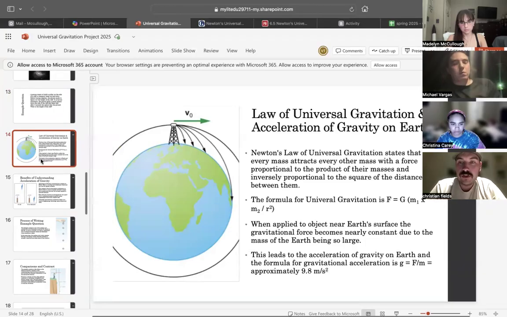4.1 Law of universal gravitation and acceleration of gravity on Earth. Newton's law of universal gravitation states that every mass attracts every other mass with a force proportional to the product of their masses and inversely proportional to the square of the distance between them. When applying the law to Earth's surface, we find a constant value for the gravitational force due to the mass of the Earth being so large. Taking the formula for universal gravitation, we find that gravity equals approximately 9.8 meters per second squared.